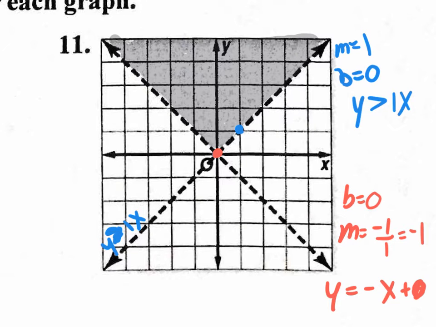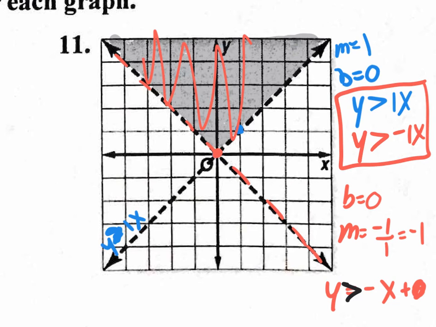But since we look at the shading part with regards to this red dotted line, the shading is clearly above the red dotted line, right? So this symbol right here has to be switched to greater than because it's above. So you're going to put a greater than symbol right there. So the red inequality will be y is greater than negative 1x, or just y is greater than negative x. And this is your inequality system, or system of inequalities that is represented with this problem.